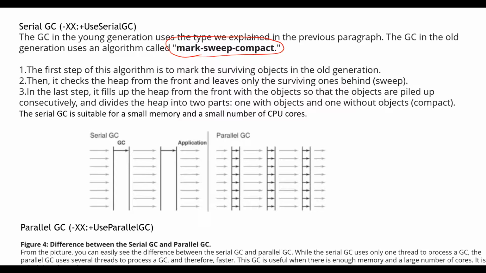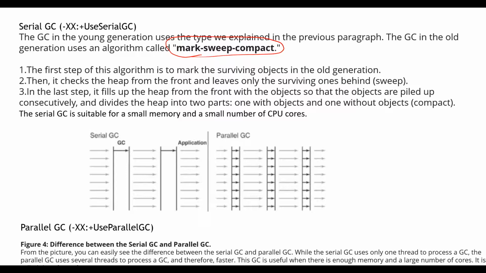Then it will check the heap area from the front and leave only the surviving objects behind. So this is the sweep cycle: first the mark cycle, then the sweep cycle. The last step is the compaction. Compaction is like the memory defragmentation that we do in Windows. Similarly, the objects are aligned so that the heap space is organized, and you can allow some breathing space for the upcoming objects.